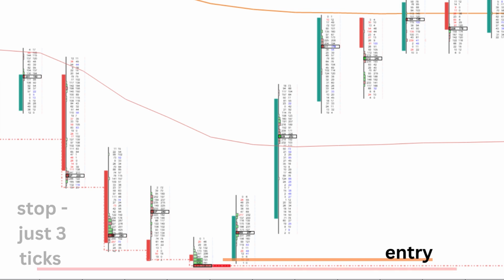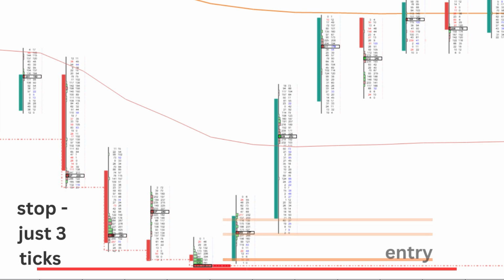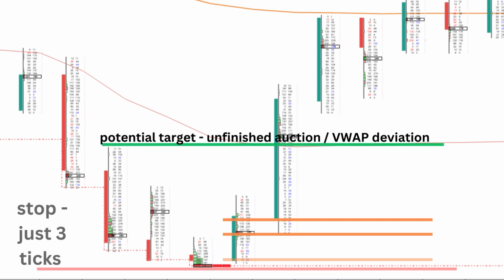Now, granted, you would have had to be very fast to get an entry down here. But here or here is also pretty reasonable. And our stop, of course, below this low, as we can be confident that this is our low for now. Maybe not all day, but I'm scalping, so I don't care if it gives me 5 ticks or my runner gets taken out at 50 ticks.